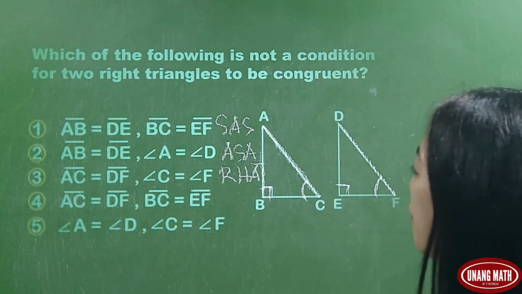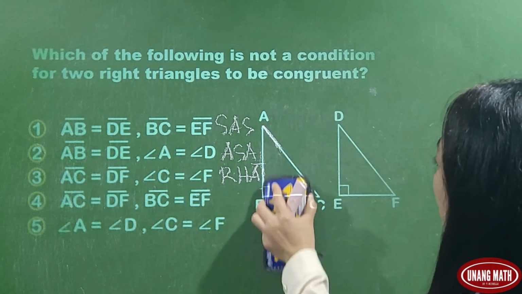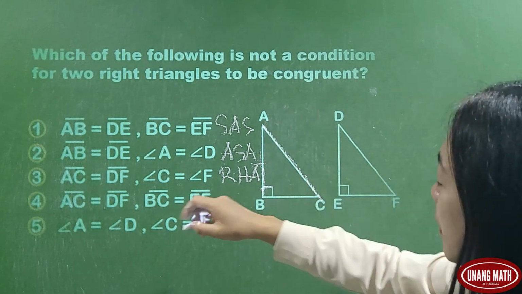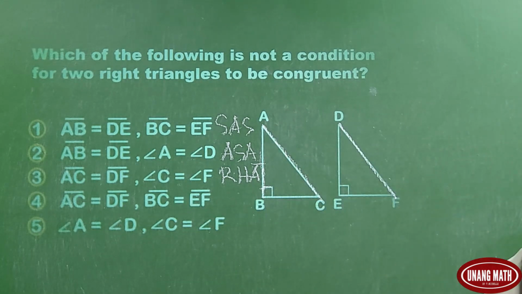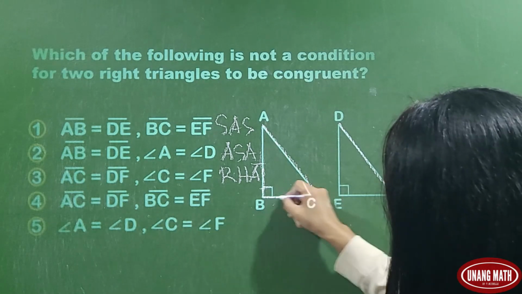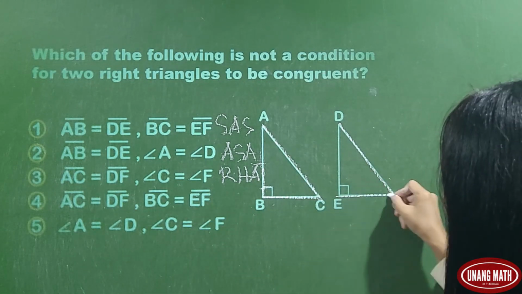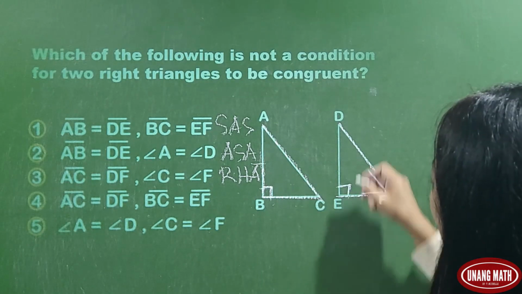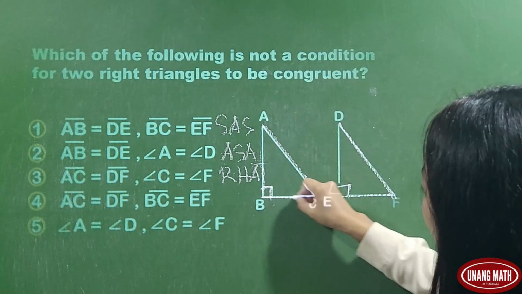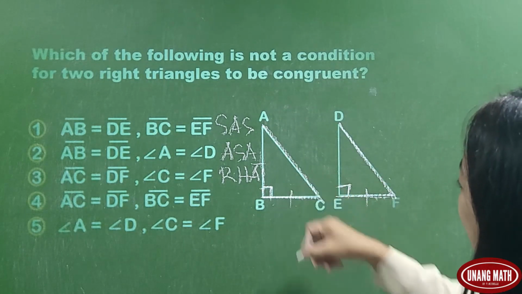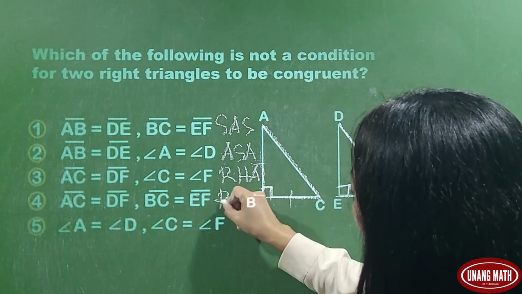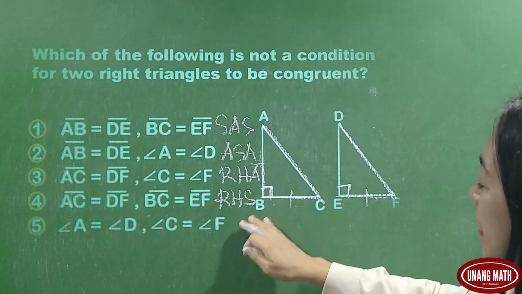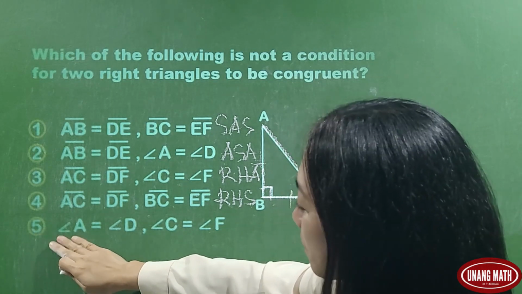Okay, let's check number 4. So according to condition number 4, AC, or this hypotenuse, is equal to DF. And segment BC, this side, is equal to segment EF. Okay, right angle, hypotenuse, and sides are equal. So this is RHS congruence.